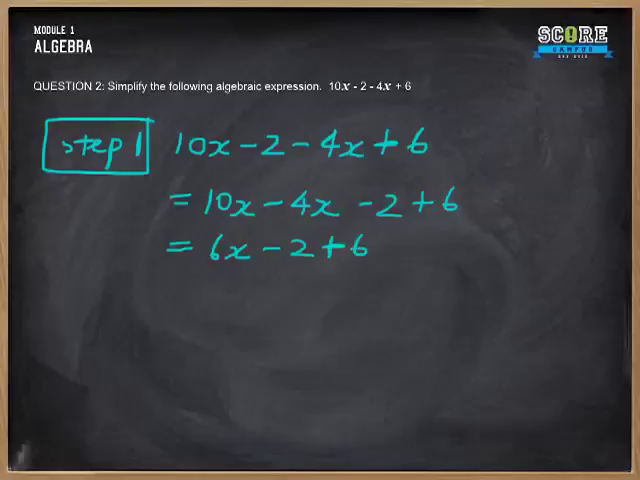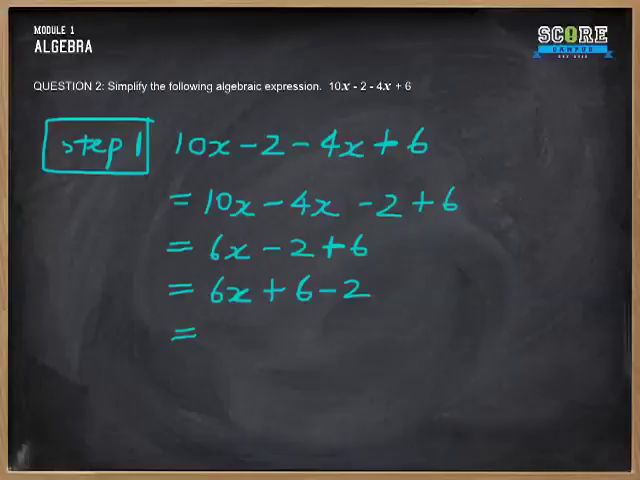Okay, so at this point, you can rearrange again or you can solve it. I would suggest that you rearrange in a manner that is easier for you. So bring the positive sign in front. So you put down there 6x plus 6 minus 2. You've not changed anything. All you have done is rearrange the numbers based on the subtraction or addition sign that is in front. So 6x plus 6 minus 2.